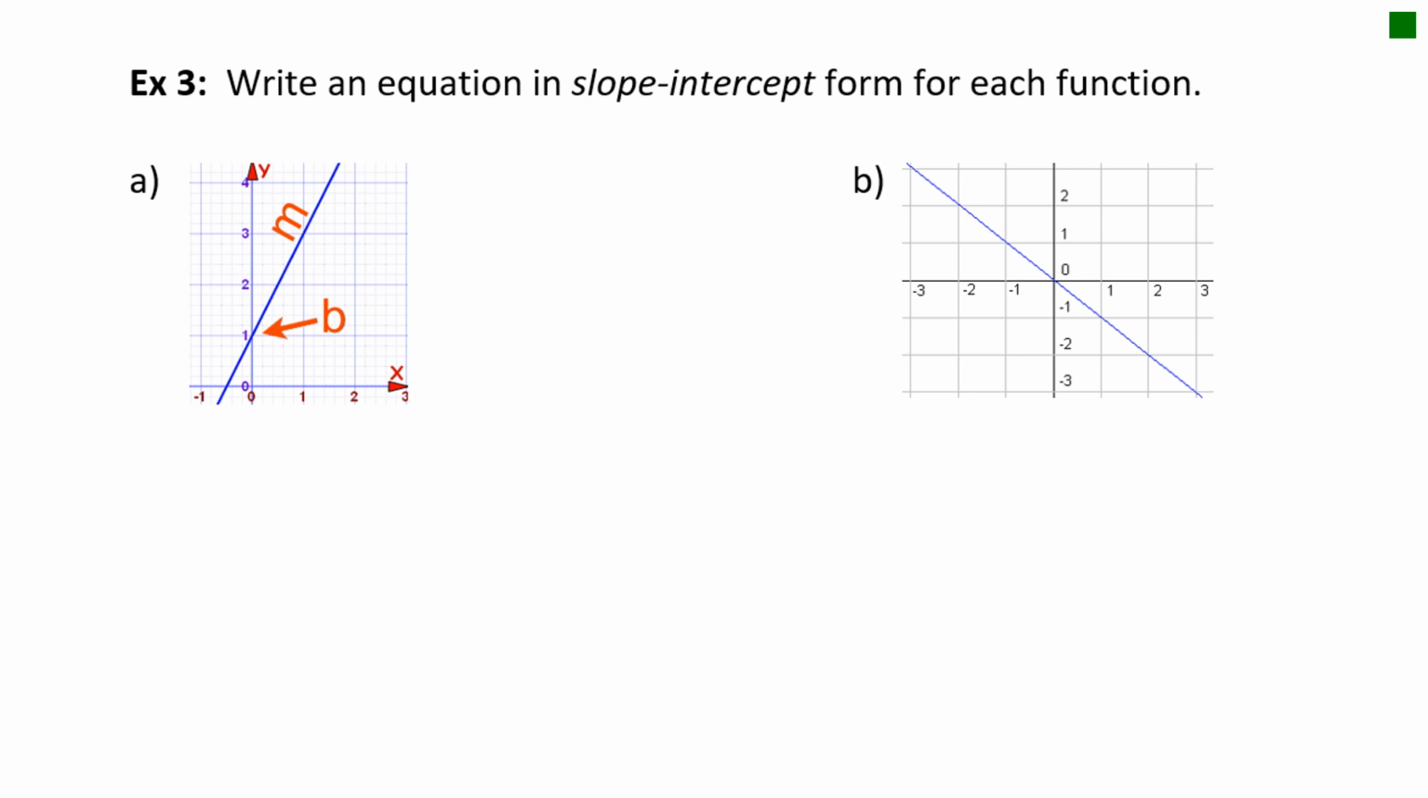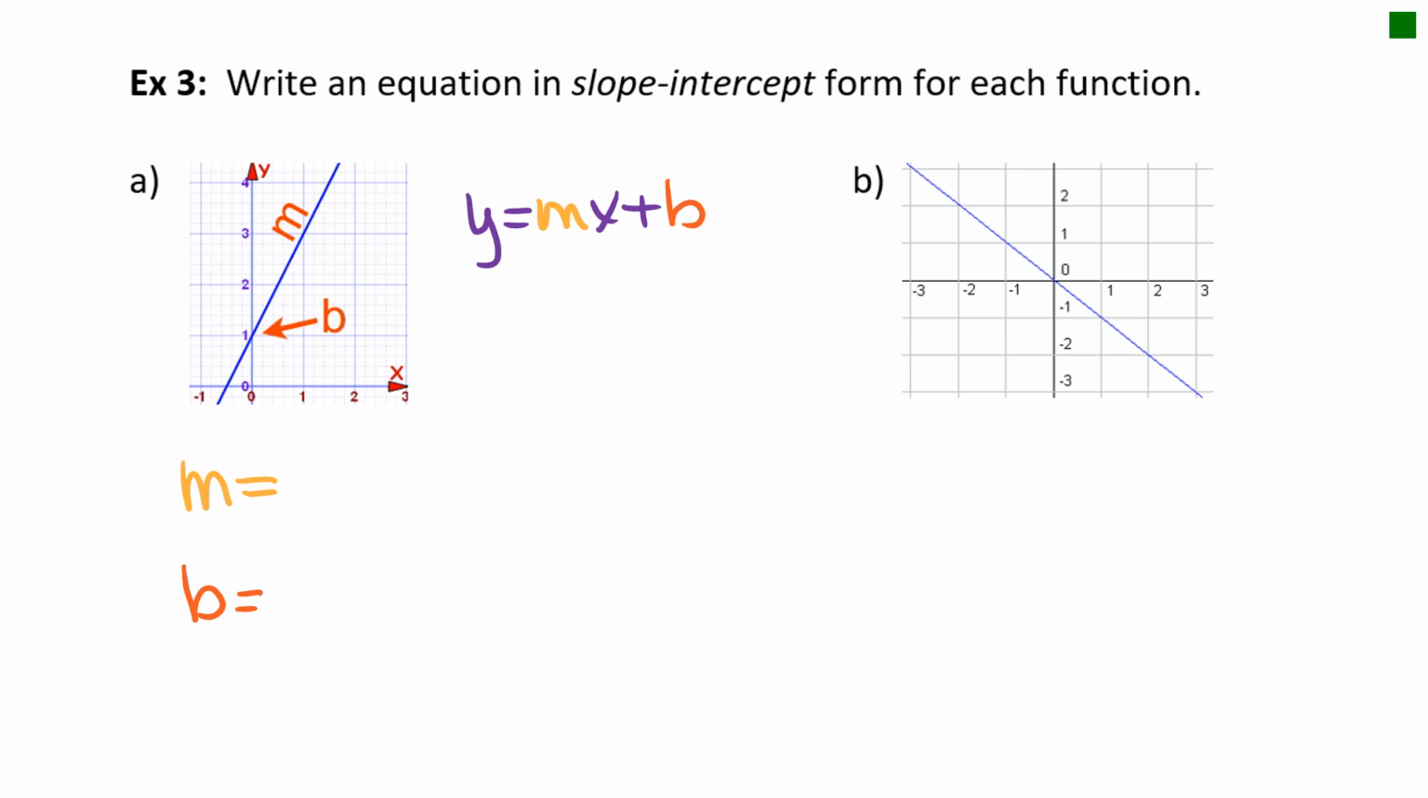Okay, now we're going to write an equation in slope-intercept form for each function. So the first thing we need to find is the slope, and we need to find the y-intercept. Our equation is y equals mx plus b. I'm going to change those colors. I'm going to change m to that little mustard color. Plus b to that little burnt orange color.